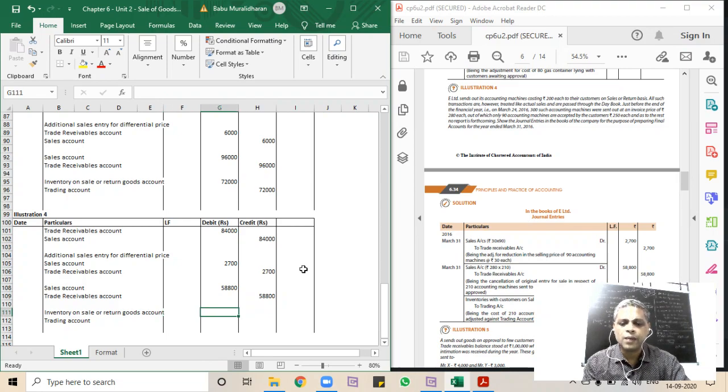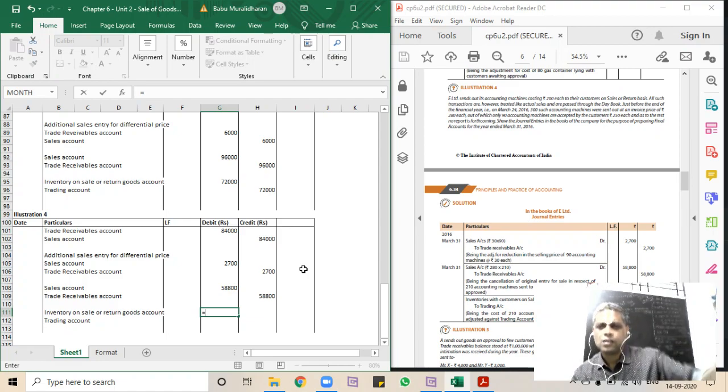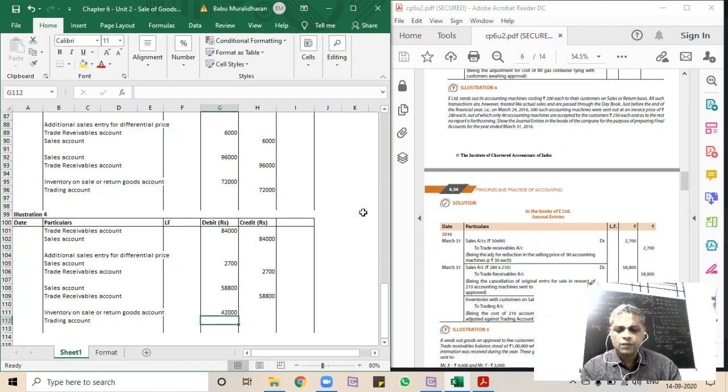Then we have to take it back to inventory. Inventory is equal to, it has been inventorized at what is the cost price, it is given here, rupees 200 each. Yes, costing rupees 200 each. So 210 machines into 200 each. That is 42,000 rupees has to be taken to inventory.